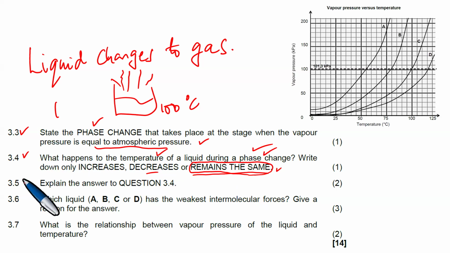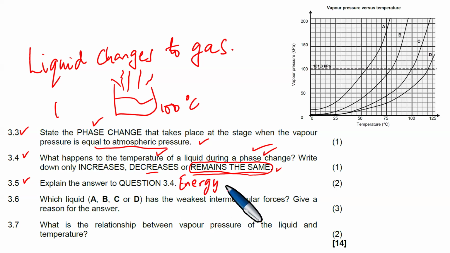Okay, let's look at 3.5 now. Explain the answer to question 3.4. That is the question 3.5, and you're asked to explain the answer to that question, and the explanation is as follows.